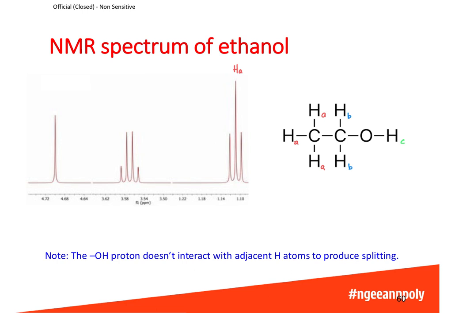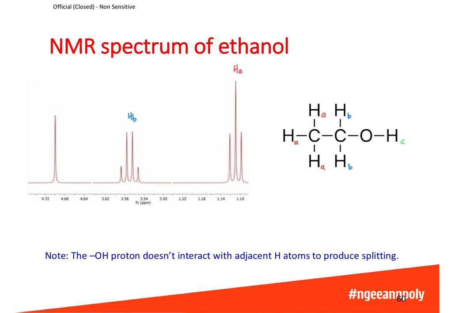Now let's look at HB. HB have 3 adjacent protons on the CH3. So since there are 3 adjacent protons, the peak will be split into 3 plus 1 equals 4. So it is split into a quartet split. So here on the NMR spectrum, we see a quartet peak, and this is assigned to HB.